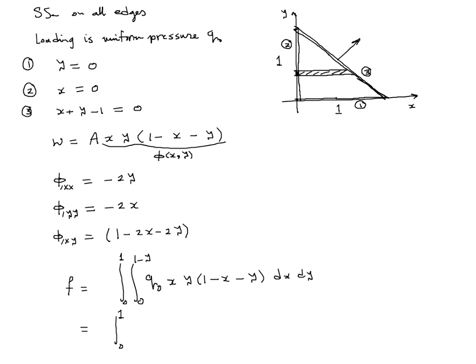Doing the integration here, this will be 0 to 1. We can always pull Q naught out. Integrating with respect to x, you have y times x squared over 2 minus x cubed will give you x to the 4 over 4 minus y times x will give you y x squared over 2 from 0 to 1 minus y dy. Of course, you substitute, expand, then you end up with a straightforward integration with respect to y, and at the end you should be able to find that your F is equal to Q naught over 120.